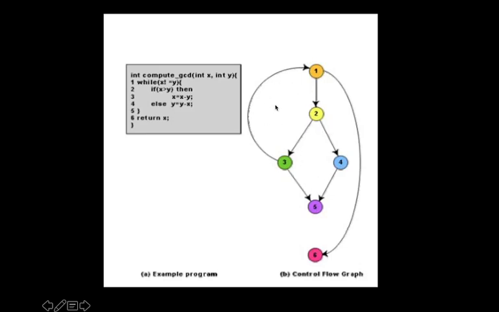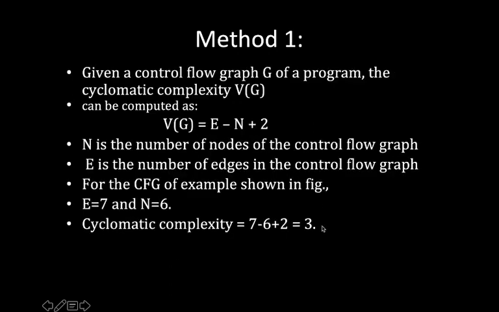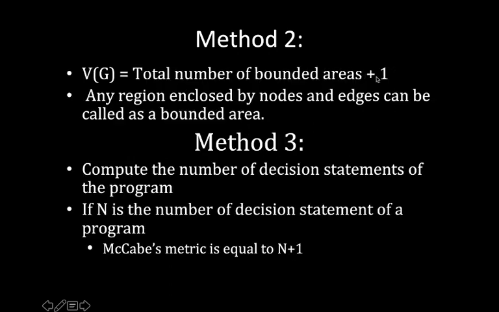So we have 2. Then the total number of bounded areas plus 1, that is 2 plus 1, gives 3. So we will get the same result. Here also we got 3. Using the second method also we get 3.